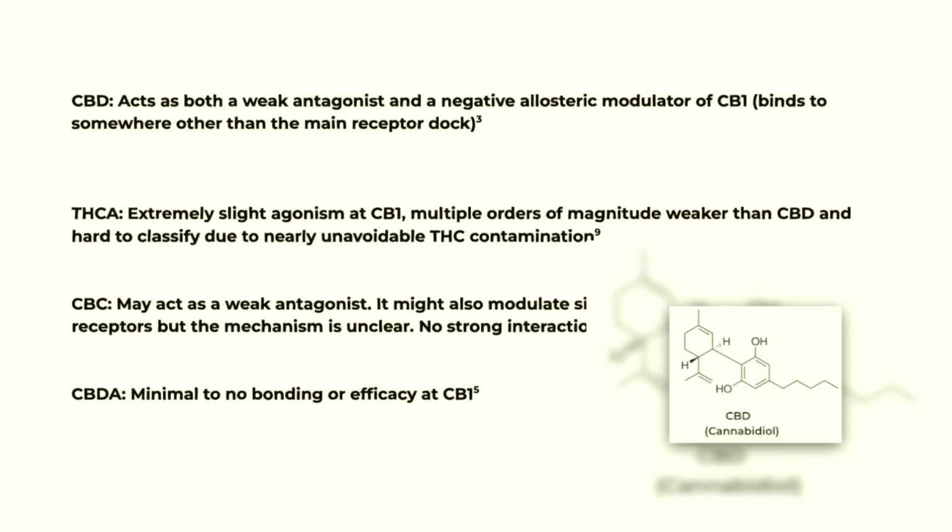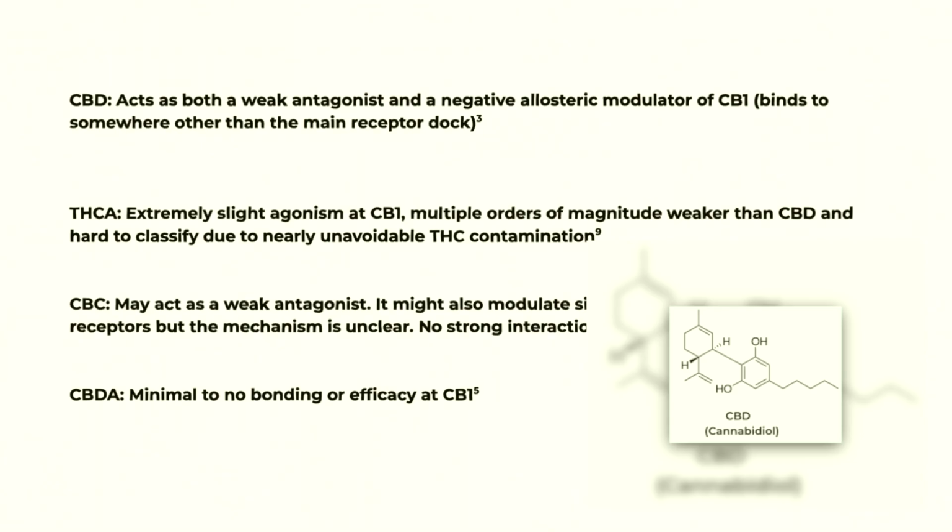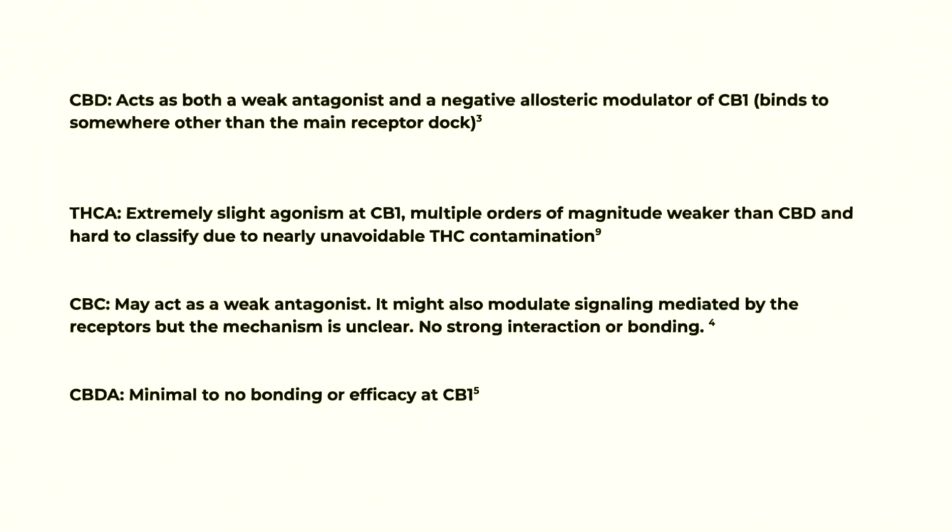CBD acts as both a weak antagonist and a negative allosteric modulator of CB1. This means it can block the activation of the receptor, and it can also bind to a site other than the main receptor dock. This causes a change in the receptor's conformation or shape, and decreases the receptor's affinity for agonists. It is common knowledge that CBD can affect the way THC impacts the body, and modeling suggests that CBD will turn off the receptor just after THC activates it.